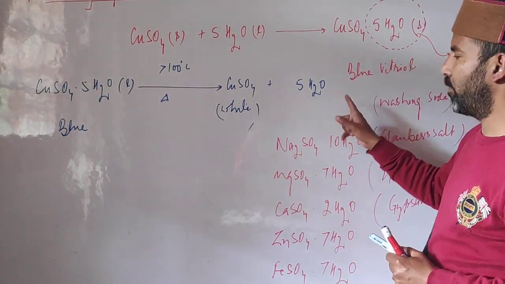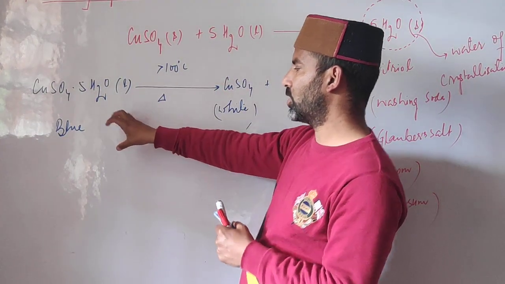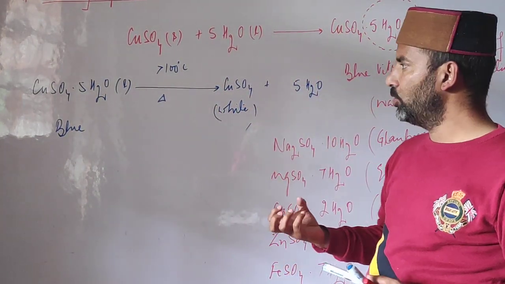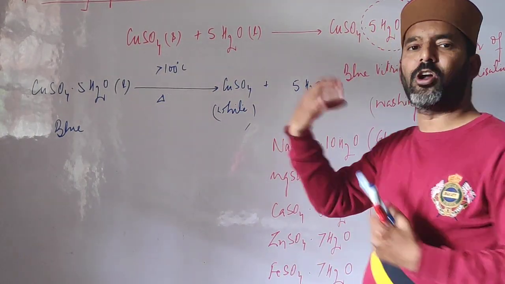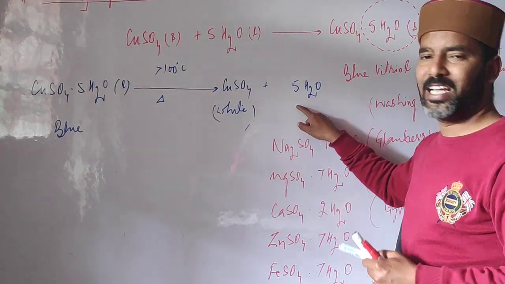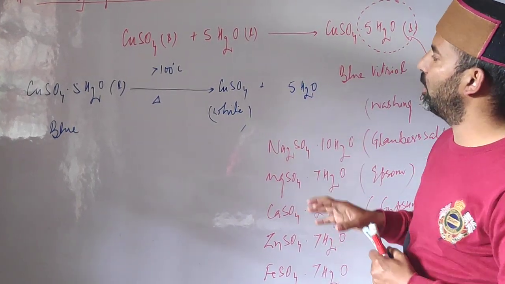And students, due to this process, the substance which otherwise is crystalline becomes powdery or amorphous. Now let me tell you, when we carry out this reaction in a dry test tube, these water droplets appear near the top of the test tube as condensed water. So students, this was water of crystallization.